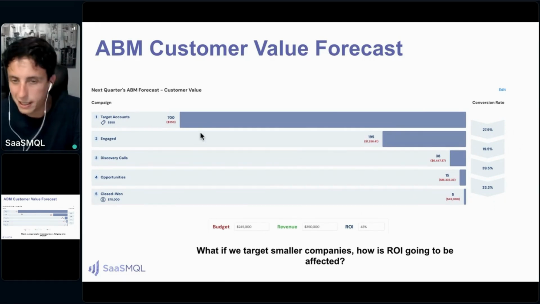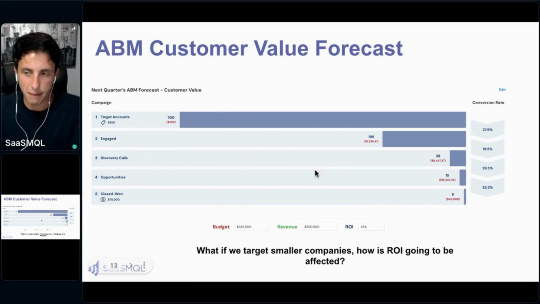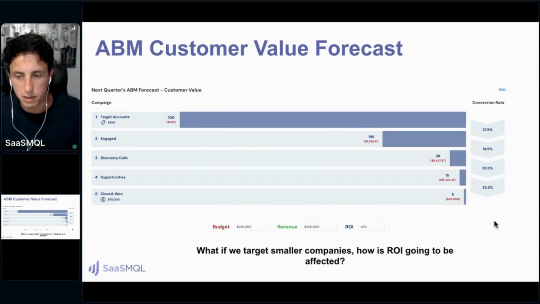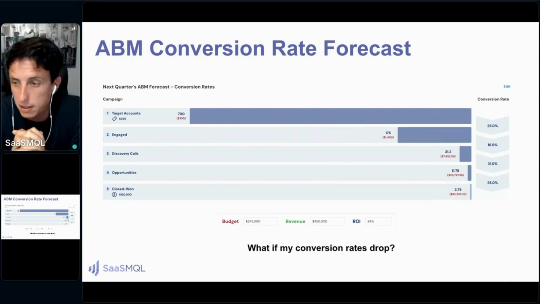Maybe not both, because smaller budget and higher conversion rates, maybe, but before testing it, I will just take one of the two. Either you spend the same and get higher conversion rates, or you spend less and get the same conversion rates. Those are all, again, assumptions until you run it. And then another interesting forecast is, okay, what if my conversion rates change?